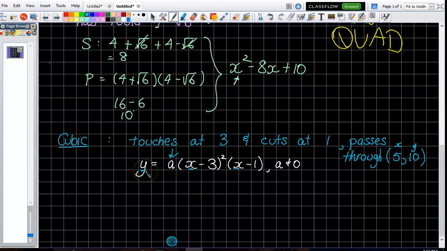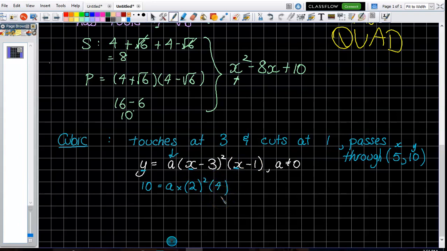Right, so we sub. Where the y is, we pop in the 10, we get a, and we now go, ooh, x take 3. But what is our x, Tom? It's 5. 5 take 3. Should I write 5 take 3 or can I put 2? I'm just going to put 2. Don't forget the squared. 5 take 1, 4.